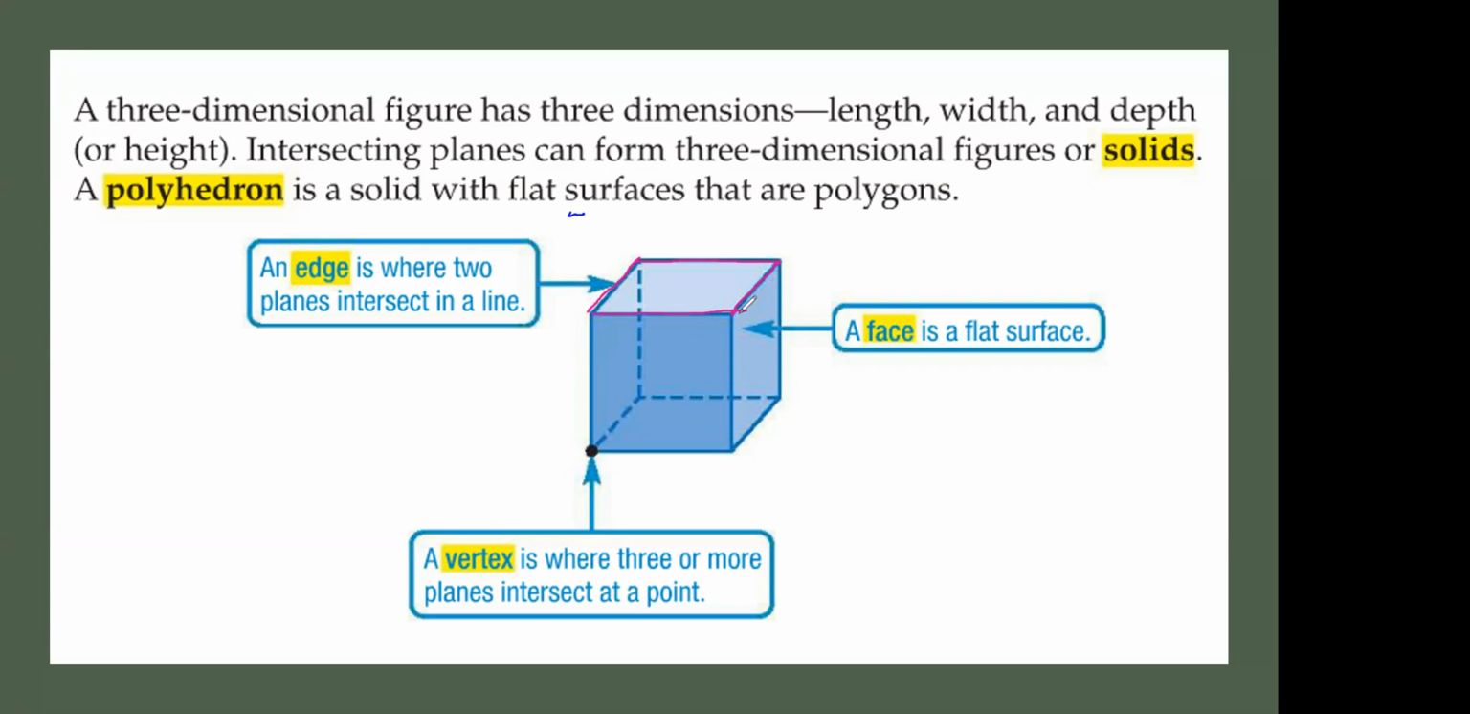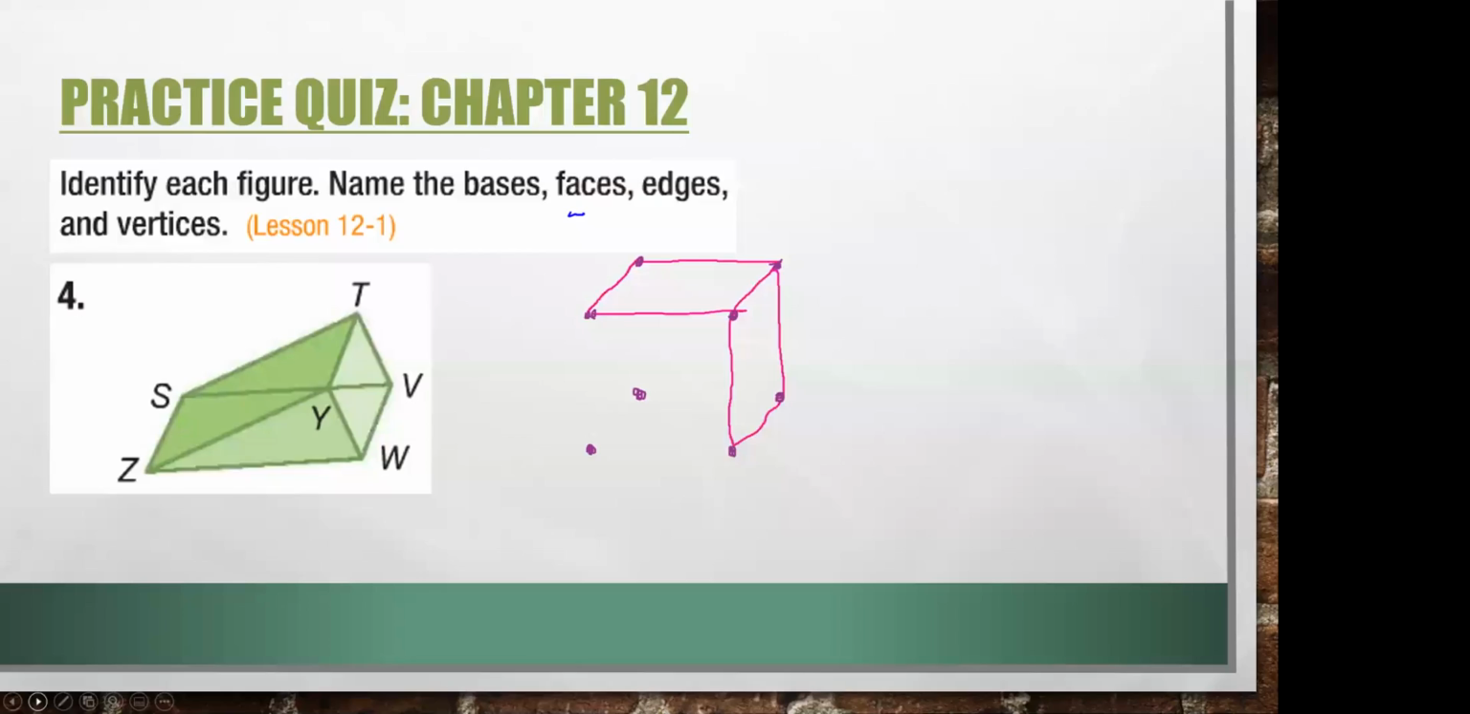And then a face is a flat surface. So like this side here would be a face, the top would be a face, the bottom would be a face, the left side, the front side, and the back side. And then a vertex is where three or more planes intersect at a point. So like right here, right here, right here, right here. All of these are going to be vertices, back here also, okay? All right, so let's go ahead and look at a problem.